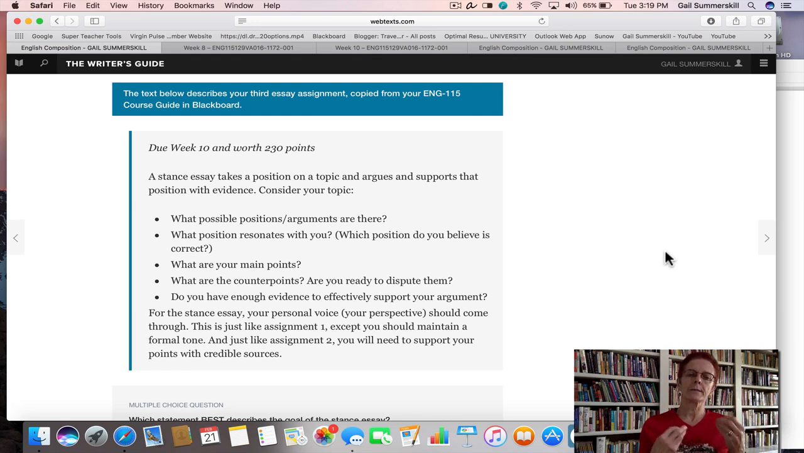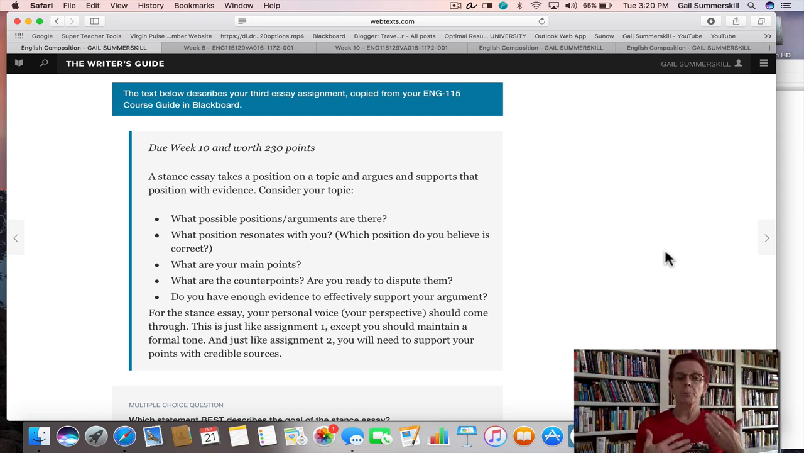You're going to take a stance, as it takes a position on a topic and argues and supports that position with evidence. So, what are your possible positions, arguments? I am sending you a sheet that will be helpful for you to organize what your positions and arguments are and the resources you're going to use for them. You need to talk about which position resonates with you. What are your main points? You have to have 3 points, and counterpoints, and how do you dispute them? Do you have enough evidence to support your argument?